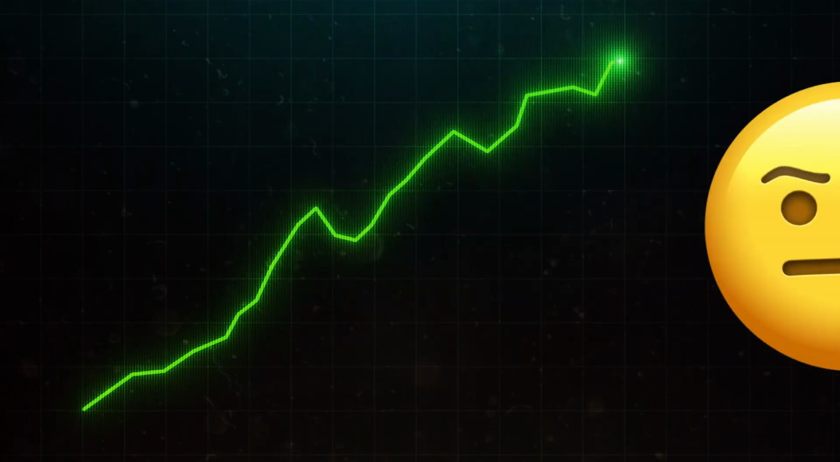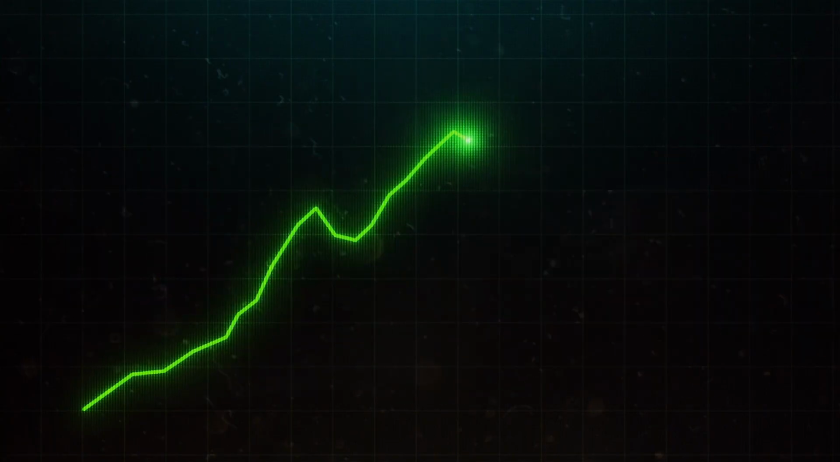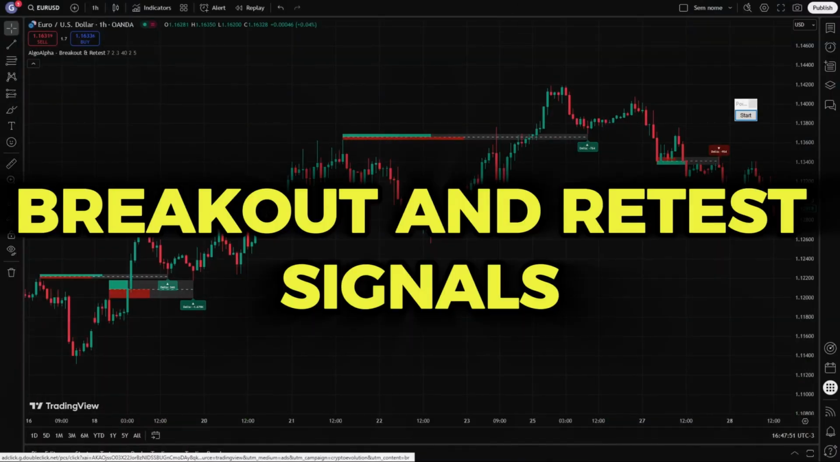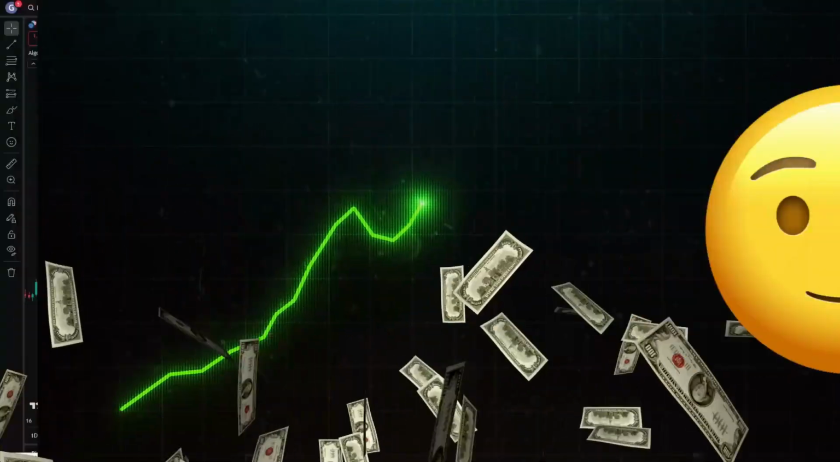Have you ever noticed how well-placed breakouts and retests can completely transform your trading results? And what if I told you there's an indicator that automatically detects these key points with volume and trend confirmation? Today I'm going to show you how to use breakout and retest signals, one of the most powerful indicators on TradingView, created by Algo Alpha. If you want clarity when trading breakouts with more confidence, this video is for you.